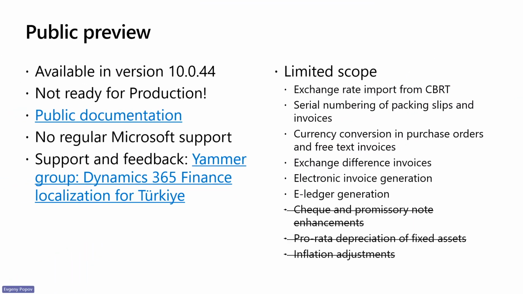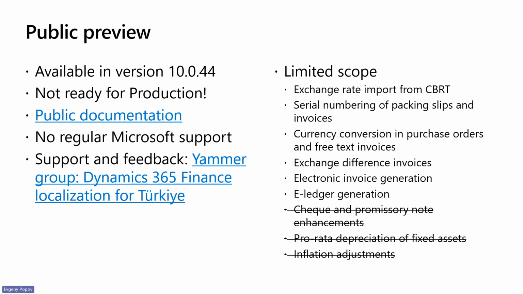In version 10.0.44, we are presenting the public preview of the localization package for Turkey. This package has a limited scope, so not all planned capabilities of the localization are included in this version. You can see what's excluded on the right side of the slide. This version is not ready for production and you shouldn't go live using it. We will provide public documentation for this version that will cover all included capabilities. We are now finalizing this documentation and it should be fully published within a couple of weeks.